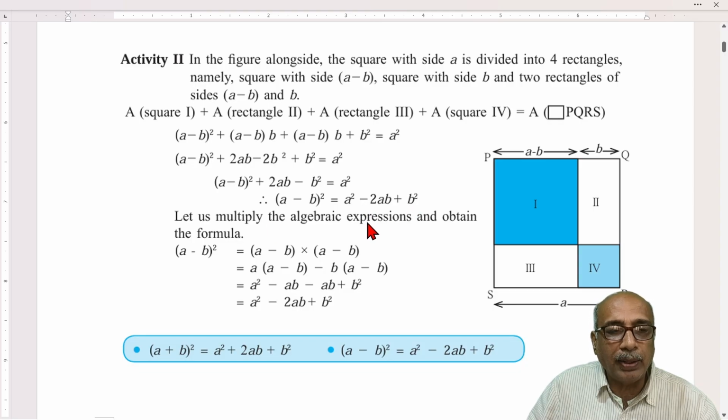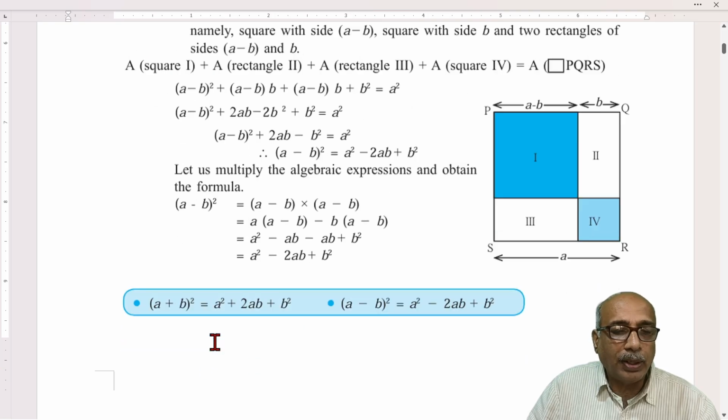Let us multiply the algebraic expression and obtain the formula. For example, (a minus b) whole square means (a minus b) into (a minus b). Method remains the same. a multiplies this bracket, minus b multiplies this bracket. So a multiply (a minus b), minus b multiply (a minus b). Expand this: a into a is a square, minus a into b, minus a into b, minus minus plus b square. So it becomes a square minus twice ab plus b square.